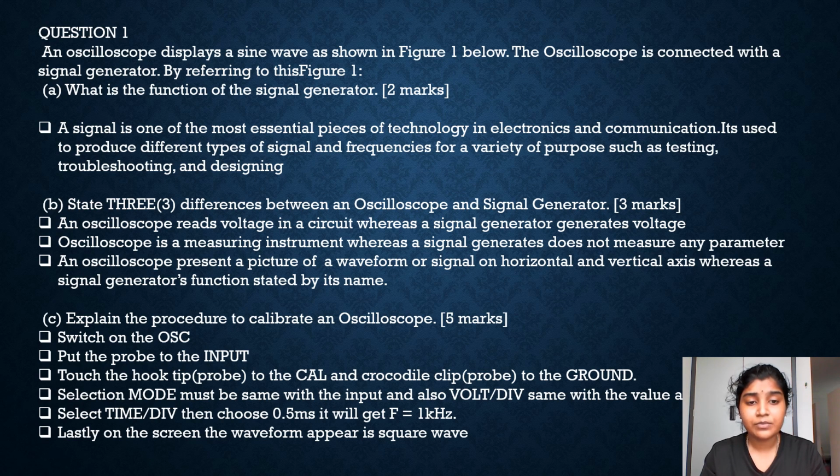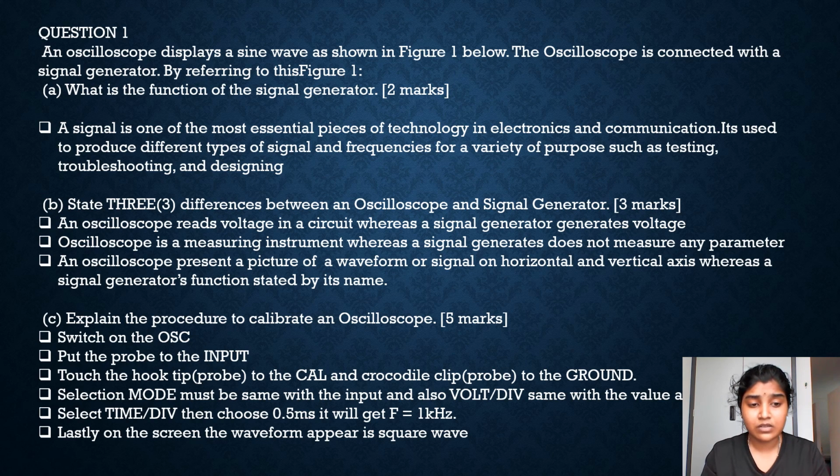B. State three differences between an oscilloscope and a signal generator. An oscilloscope reads voltage in a circuit, whereas a signal generator generates voltage. An oscilloscope is a measuring instrument, whereas a signal generator does not measure any parameter. An oscilloscope presents a picture of a waveform or signal on horizontal and vertical axes, whereas a signal generator's function states its name.